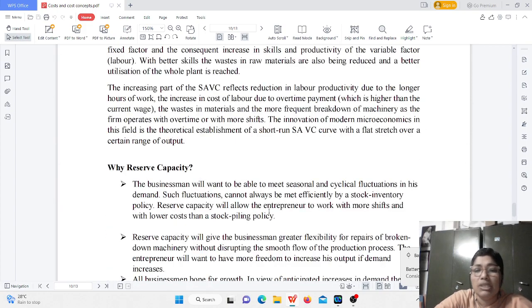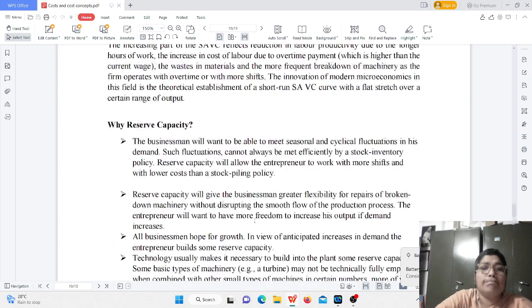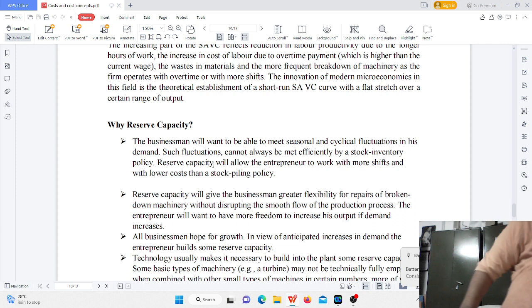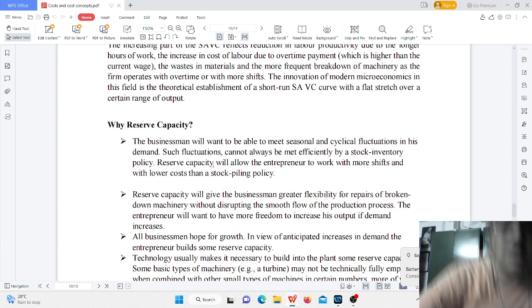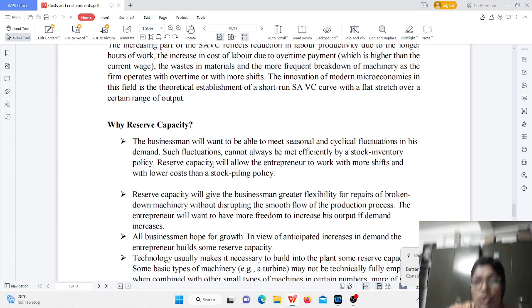Okay, now the next question is, why reserve capacity? So we have already seen the firm is building reserve capacity, right? So why there is reserve capacity, that's what we are going to see now.